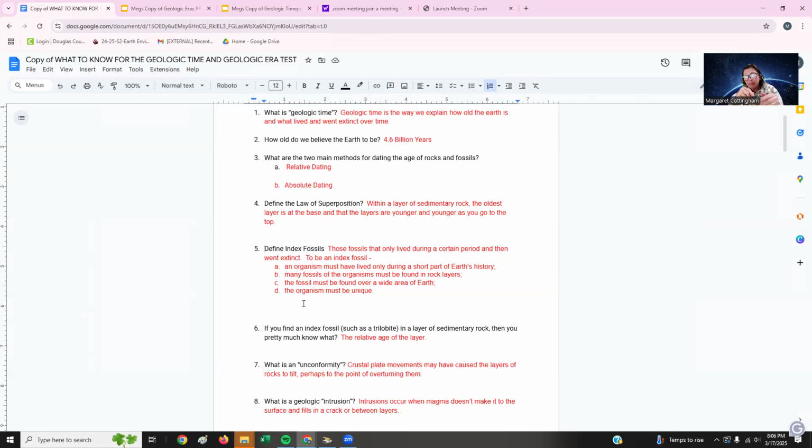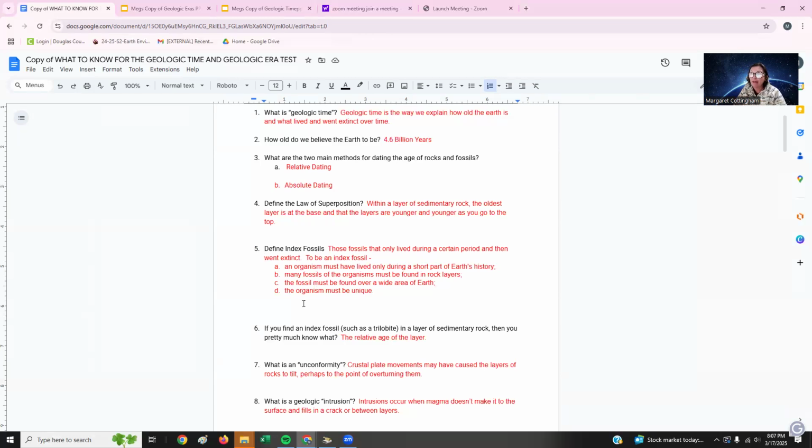To be an index fossil, the organism must have lived only a short period of Earth's history, like the trilobite. I love going back to my trilobite. The trilobite was only found during the Paleozoic era. That was it. Once the Paleozoic extinction happened, it went away and never came back. It was found over a bunch of different continents, a large area of the Earth. So we knew it was present at one time and gone the next.